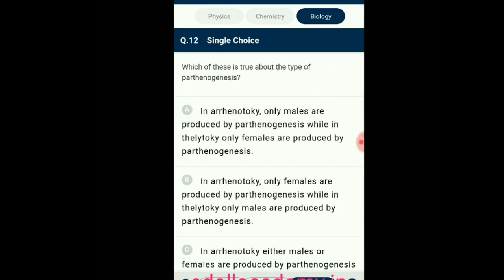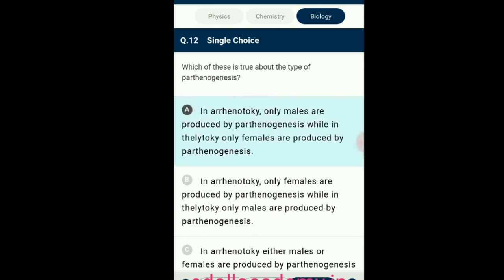Question number 12. Which of these is true about the type of parthenogenesis? Parthenogenesis is the process of the formation of an organism from the egg without fertilization. In Thelytoky, only females are produced by parthenogenesis. Example, whiptail lizards. In Arrhenotoky, only males are produced by parthenogenesis. Example, male honeybee, also called drone bees. So the answer for this question is option A.